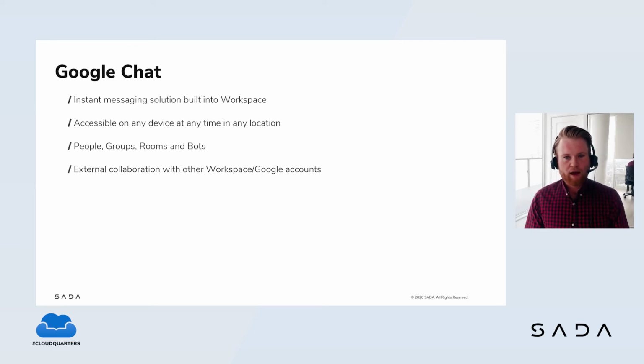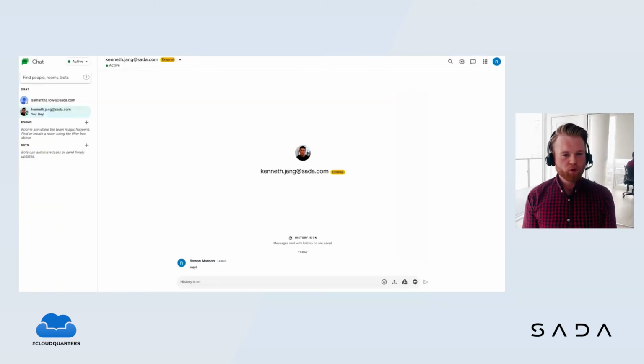And lastly, I mentioned this earlier, you can collaborate externally with people outside of your Workspace domain as well. So anyone that has a Workspace account or even a consumer Google account can chat with you and communicate and collaborate using chat, which is great. Before we dive into rooms within chat and how they can be so effective, I want to quickly show you the Google Chat interface and explain some of those features that I mentioned earlier, such as rooms, bots, and groups.